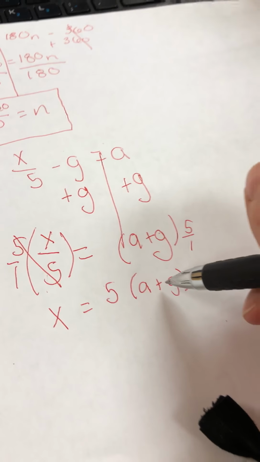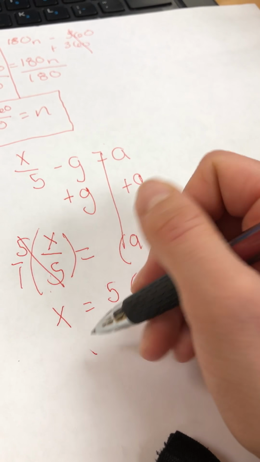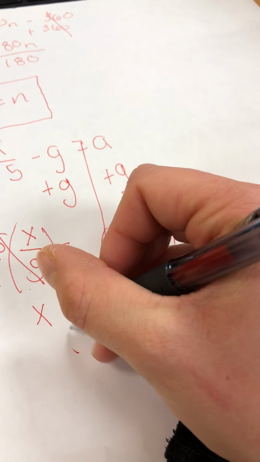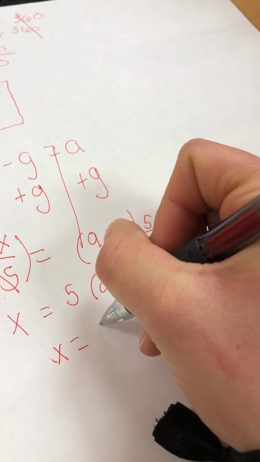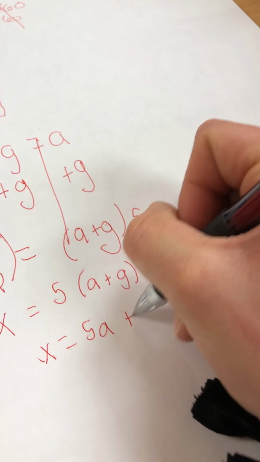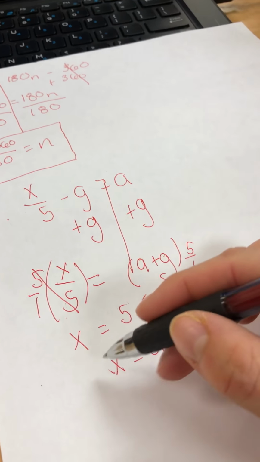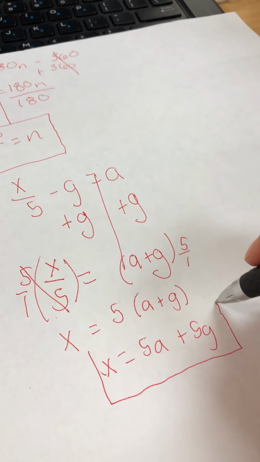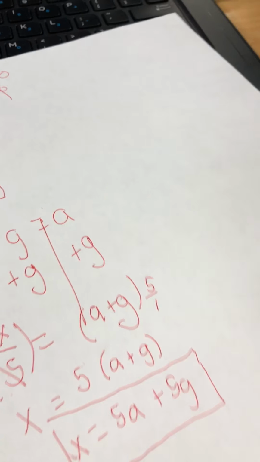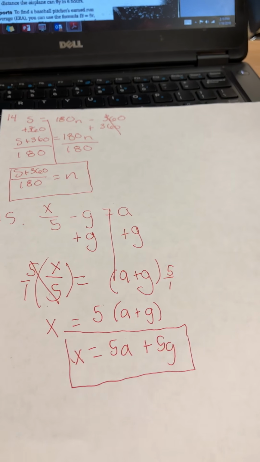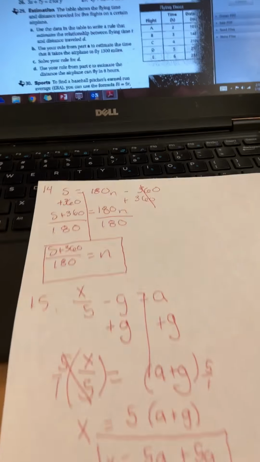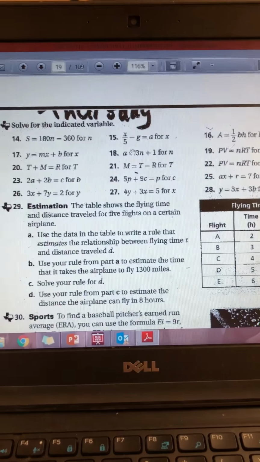You can leave it like this, or you can simplify it even further and distribute out that 5. X equals 5a plus 5g. That is your answer. Again, I know it feels kind of silly to have an equation as your answer for a question, but that's what it is like for literal equations.